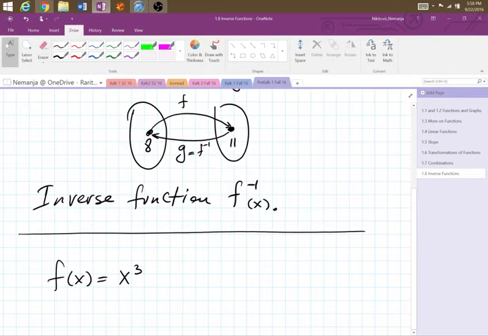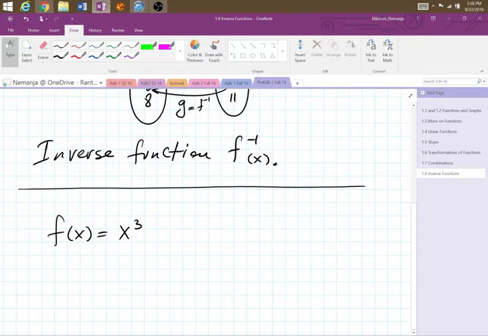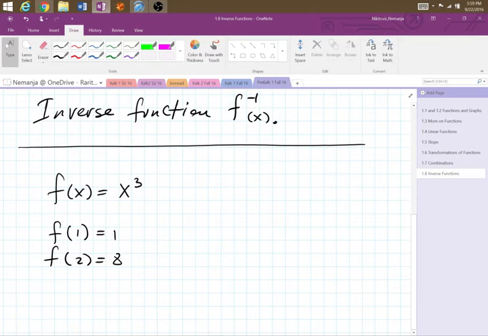So let's say f of x is equal to x cubed. So how much is, let's say, f of 1? How much is f of 2? Okay. And how much is f of 3? 27. We can go on forever, right? You can pick numbers in between if you like pain. Now, what would be the function that would undo this?